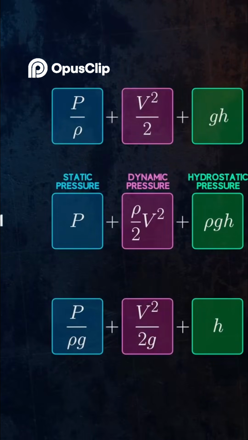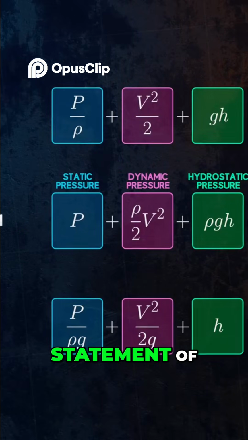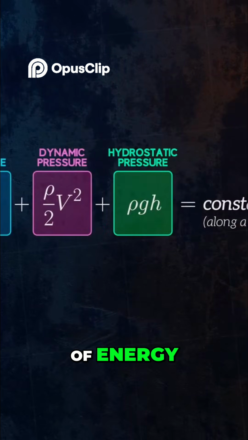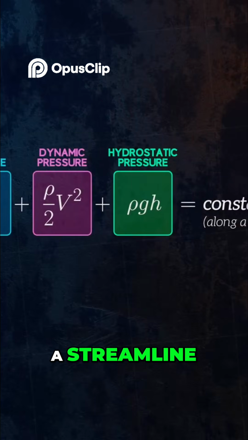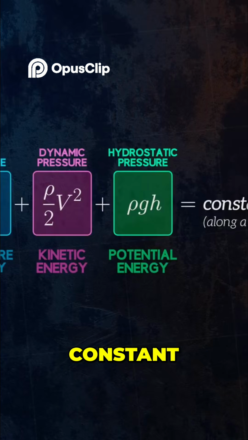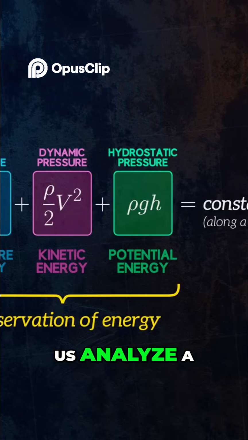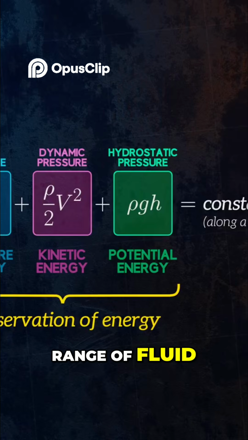We can think of Bernoulli's equation as a statement of the conservation of energy. It says that along a streamline, the sum of the pressure energy, kinetic energy, and potential energy remains constant. This is really valuable information that can help us analyze a whole range of fluid flow problems. The equation does have a few limitations, which I'll cover later on in the video.